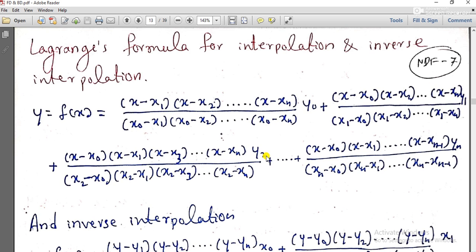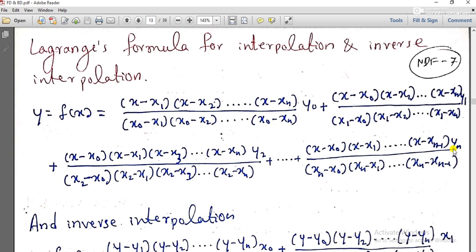And this is the y2 term. For the y2 term, x2 is absent here: x minus x naught, x minus x1, x minus x2 is absent, x minus x3 directly, x minus x4, like that, x minus xn. Here x2 is absent, so take x2 minus x naught, x2 minus x1, x2 minus x3, and so on, up to x2 minus xn, plus so on. This is the nth term.